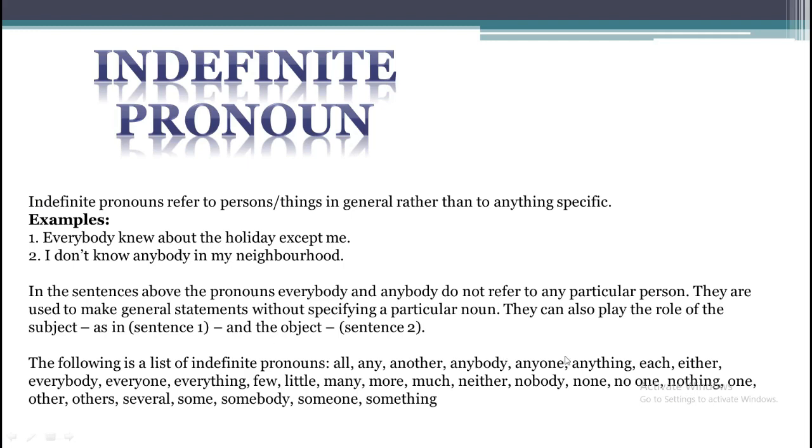Now following are some more indefinite pronouns. I've added them. You can read them and use them accordingly. These are all, any, another, anybody, anyone, anything, each, other, everybody, everyone, everything, few, little, many, more, much, neither, nobody, none, no one, nothing, one, other, others, several, some, somebody, someone, something. So all these words are used as indefinite pronouns.